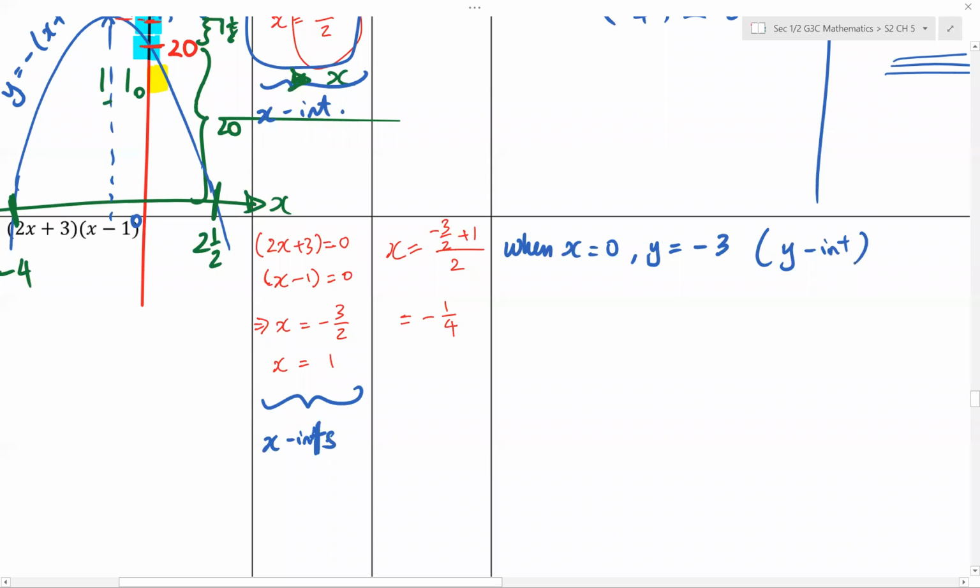We got the y-intercept, we got the x-intercepts, we have our line of symmetry. Let's put it down here. I don't like to write line of symmetry equals, because you end up with y equals, x equals again, and this just looks weird to me. So I rather write line of symmetry is x equals negative 1/4.